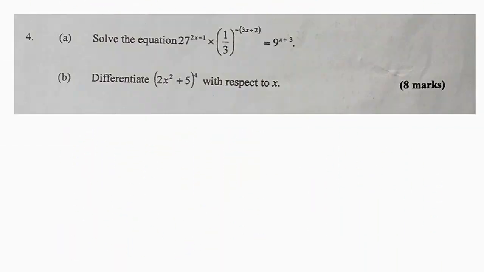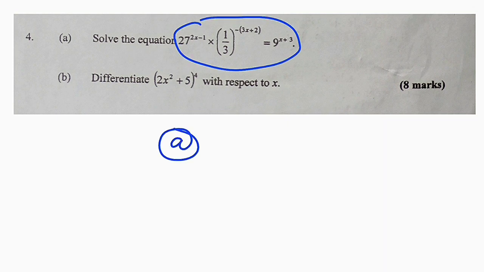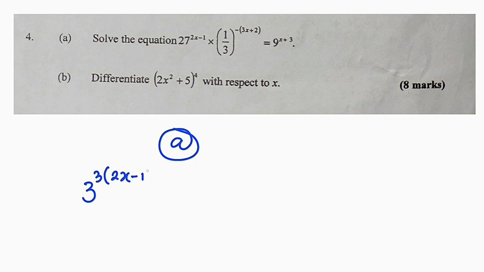All right, here is question number 4. Let's start with A part. We are asked to solve this particular equation, 27 to the power of 2x minus 1 multiplied by 1 divided by 3 to the power of negative 3x plus 2 equal to 9 to the power of x plus 3. So I will start reducing it from here, because I know that 27 is the same thing as 3 to the power of 3. So this is 3 to the power of 3, but we already have another exponent, which is 2x minus 1.